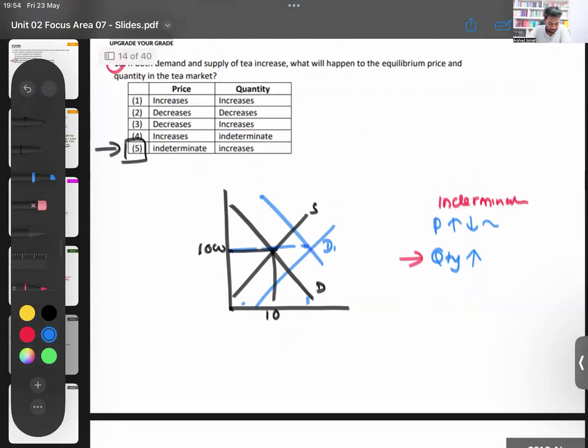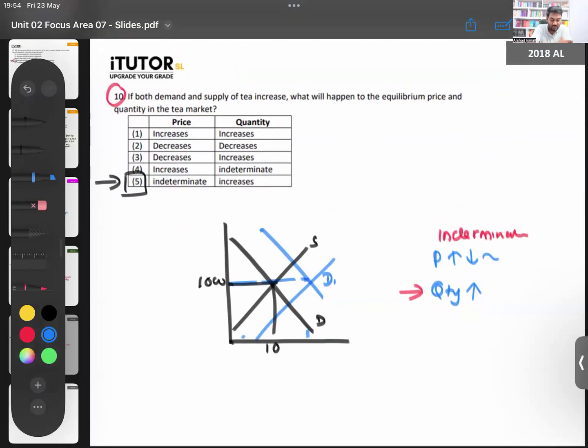What about answer 4? Price increases, quantity... No. If you draw and see, you can definitely see the quantity is increasing. How are you saying quantity is indeterminate? No matter what you draw, if demand changes a little or supply changes a little, you definitely know the quantity is increasing. So you can't say quantity is indeterminate. The price is the one that you can't really say. Price can increase, decrease, or stay constant. Why is supply not increasing? Supply is increasing. I'm shifting the supply curve to the right. Here is my new supply curve. This is my new demand curve.